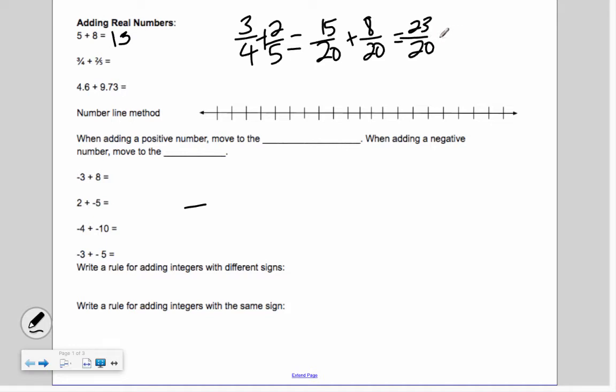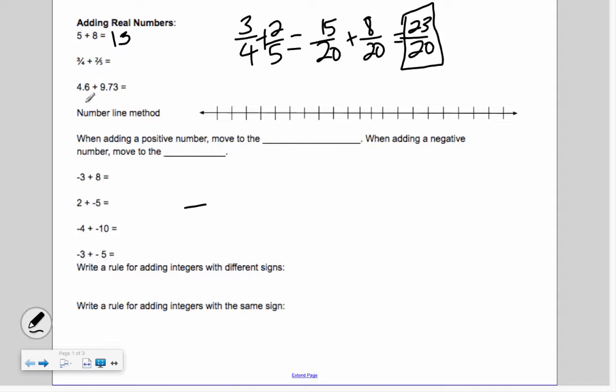So 23 over 20 is my answer because 23 is a prime number. A prime number is a number that has only two factors, which are 1 and itself. So I cannot divide 23 by anything except for 1 or 23. That's a prime number. Now you'll notice that this is an improper fraction. That is okay. We do not want to write this as 1 and 3/20. We want to leave it as an improper fraction.